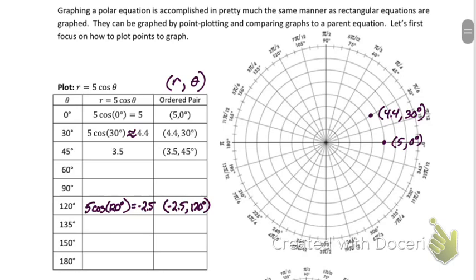Remember, if I'm plotting negative 2.5, I first do my distance. My distance of negative 2.5 is 1, 2, 2.5. Now I need to go 120 degrees. Since it's a positive 120 degrees, I need to go counterclockwise. So we need to go down in this direction until we go 120 degrees.